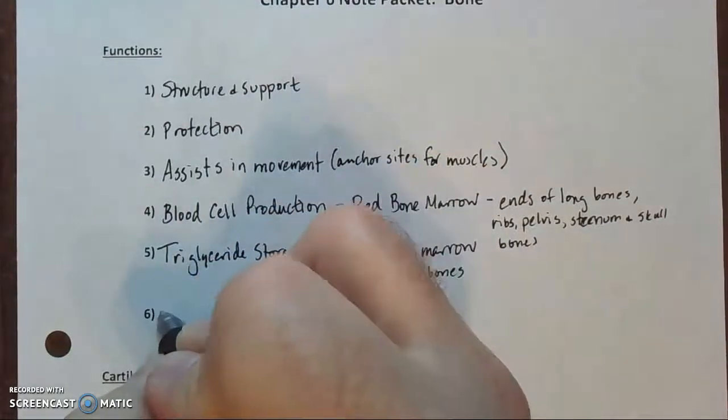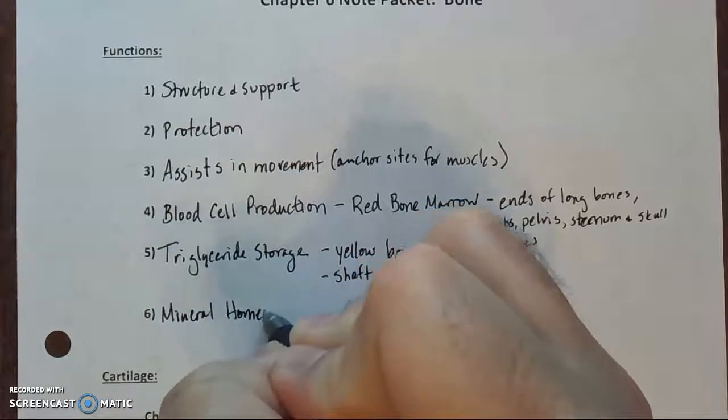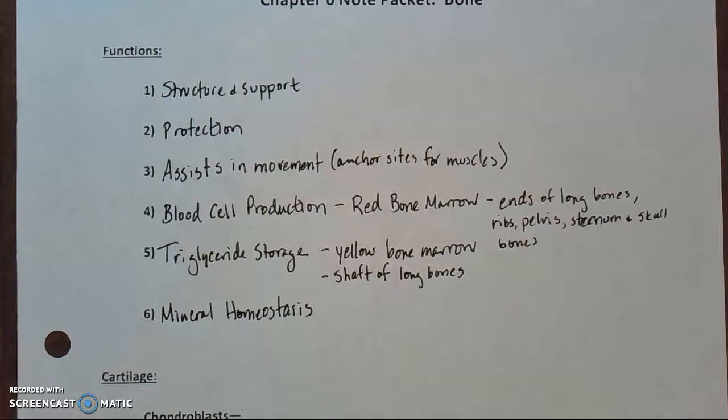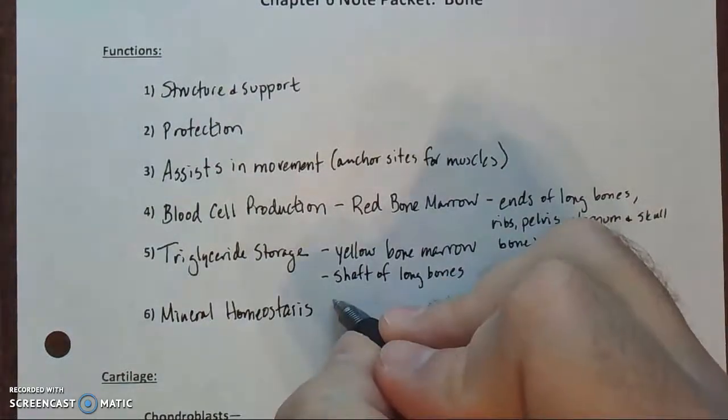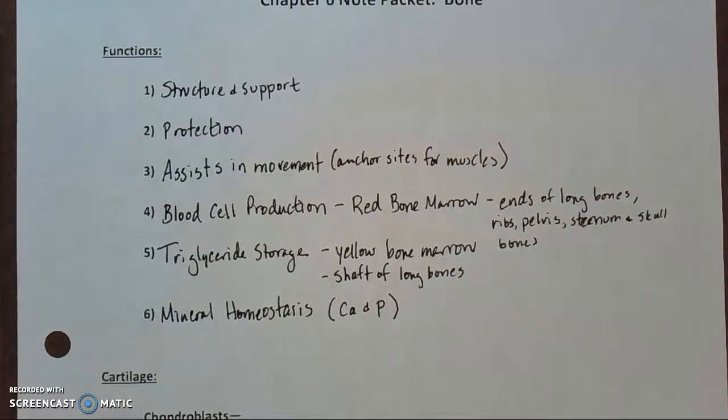And then our last one is our favorite term, homeostasis. But in this case, we're looking at mineral homeostasis. So two things in particular, calcium and phosphorus in our body, can be stored in the bone. We have processes in which we can store calcium, and then we can remove calcium if we need to, because calcium is used in other areas. The same thing for phosphorus. So these are all functions that we're going to explore with bone.